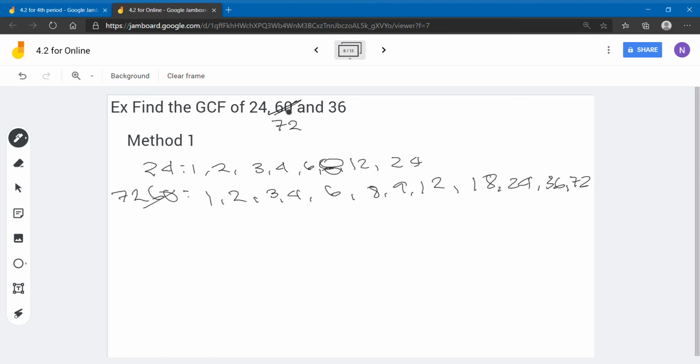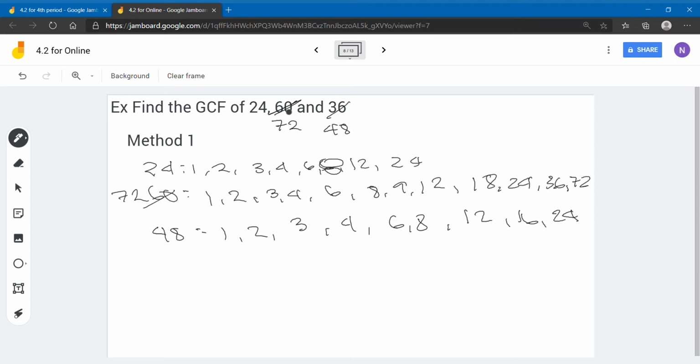And the last one is 48, which is, oh, it's not 36, 48. I'm sorry, guys, I just mistyped on this. 48 is 1, 2, 3, 4, 6, 8, 12, 16, and 24.